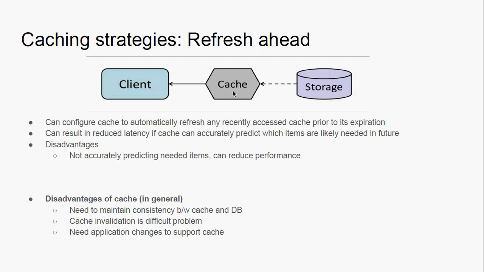So the key disadvantage of this approach is, if you don't accurately predict, then you end up storing some junk records which are not accessible by the client. So thereby you end up hitting storage every time, which will again reduce performance. So if you are able to accurately predict, then I think this will be a good technique. As the name itself says, you are refreshing ahead of the client invoking that record.